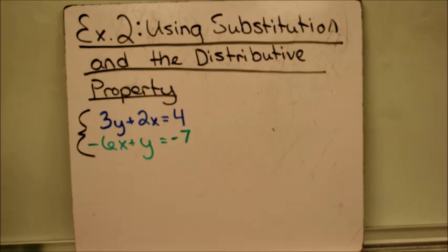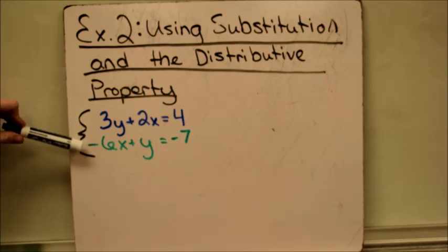Alright, so here's another example using substitution and the distributive property. I think seeing substitution only done once sometimes isn't enough. I think you need to see it done a couple of times to fully grasp what we're doing. So we're going to start here.